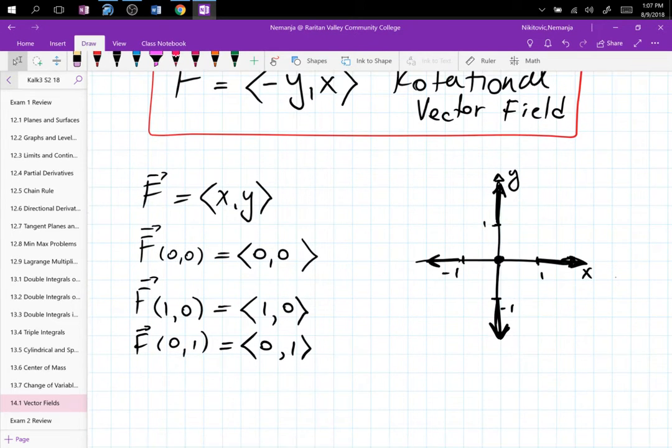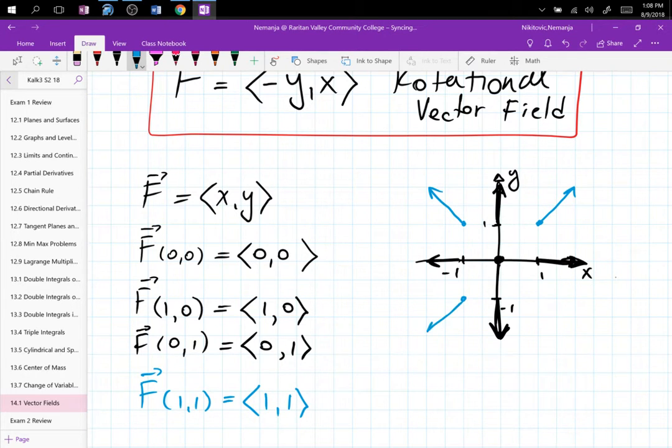It's interesting to see what happens if you go F(1, 1). Well, that's going to give you the vector (1, 1), because it's (x, y). So that's this, this, this, and this. Do you see how there is a source in the middle and it just goes in all directions? Right? Radial field.